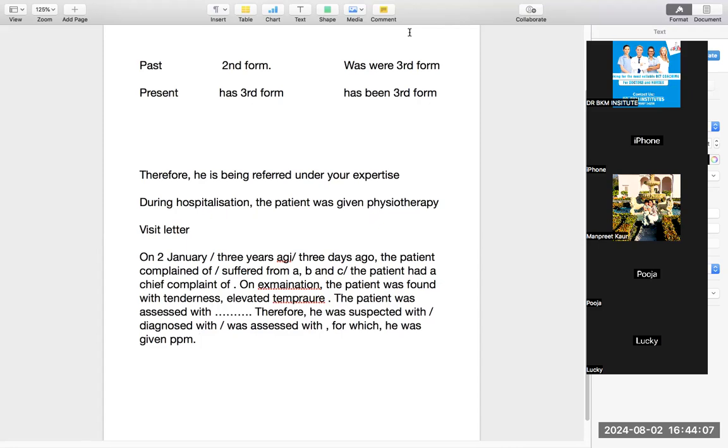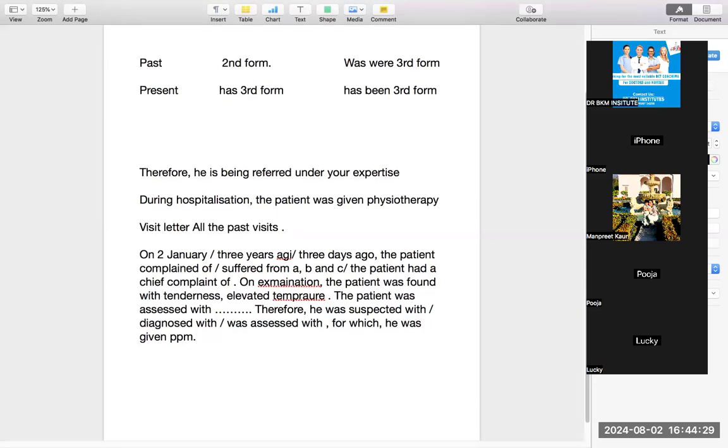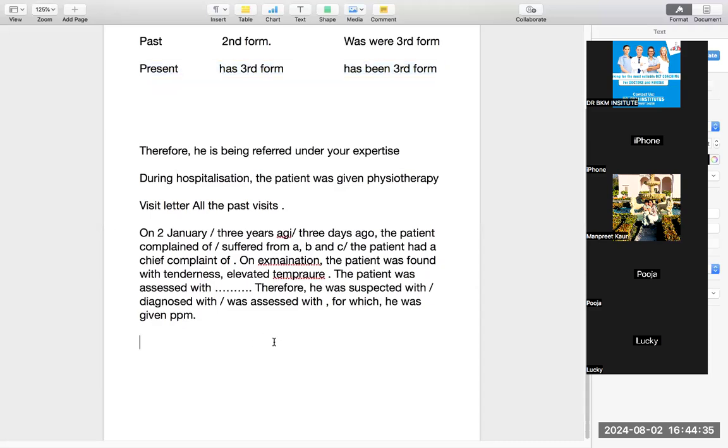That means this tense is the most important tense and would be used during hospitalization and in all the visit letters for all the past visits. This is the maximum use tense. There is no other tense that you have to learn when it comes to OET. The other tense you have to learn majorly is present perfect, and when it is used, in the today visit.